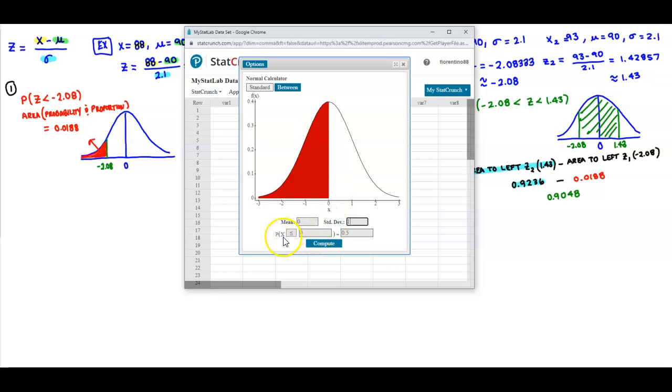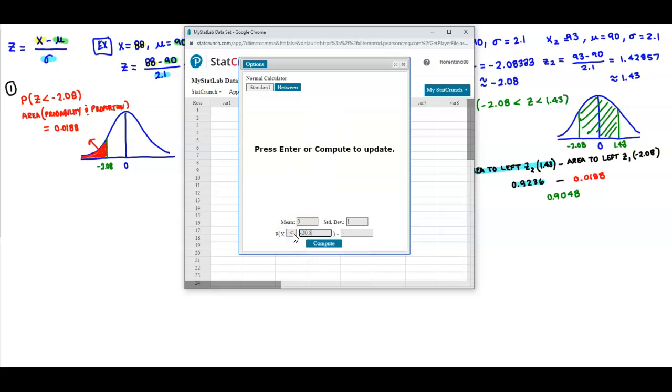And so down here, if we want to find the area that's going to be less than negative 2.08, we're going to make sure that the less than or equal to is selected, and we're going to put in here negative 2.08. And then once we select compute, we should get the probability or area over here, which should match or come close to 0.0188. So if we round that to 4 decimal places, we would get the same area here, 0.0188, and it gives us the area to the left.